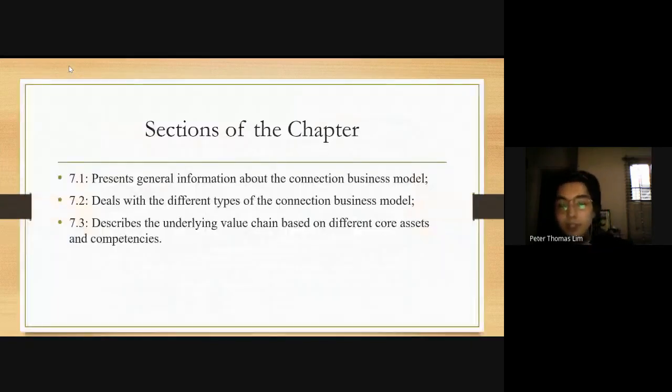So, this chapter is divided into three sections. 7.1 presents general information about the connection business model. 7.2 deals with the different types of connection business model. And 7.3 describes the underlying value chain based on different core assets and competencies.